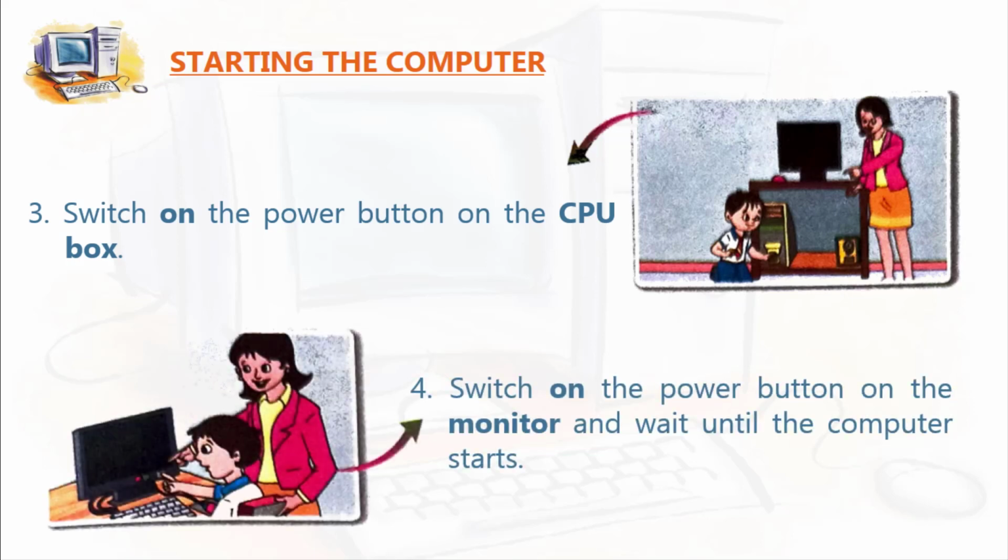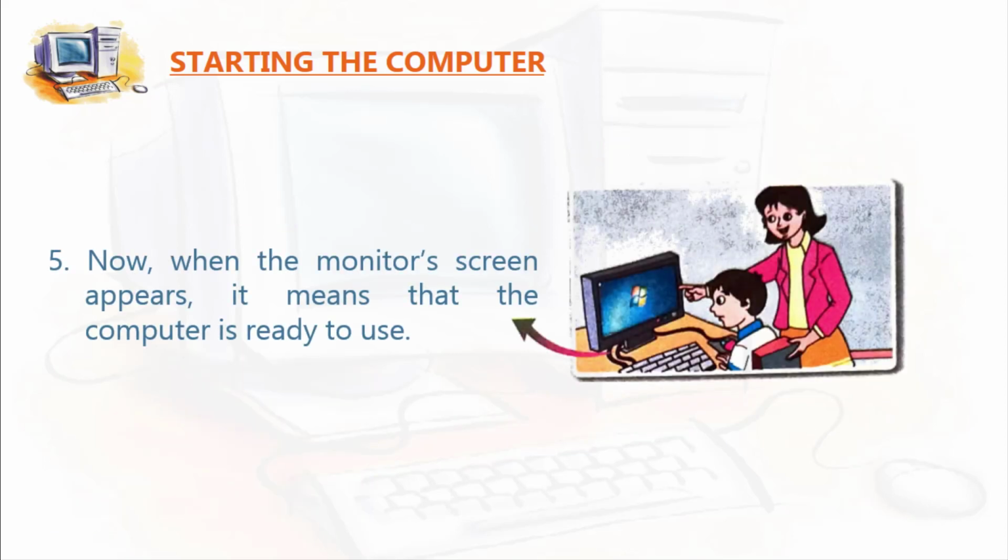Step 4, switch on the power button on the monitor and wait until the computer starts. Here the teacher instructs a student to switch on the power button of the monitor and wait until the computer starts. Now you can see in the picture that a monitor screen has appeared. It means that the computer is ready to use.